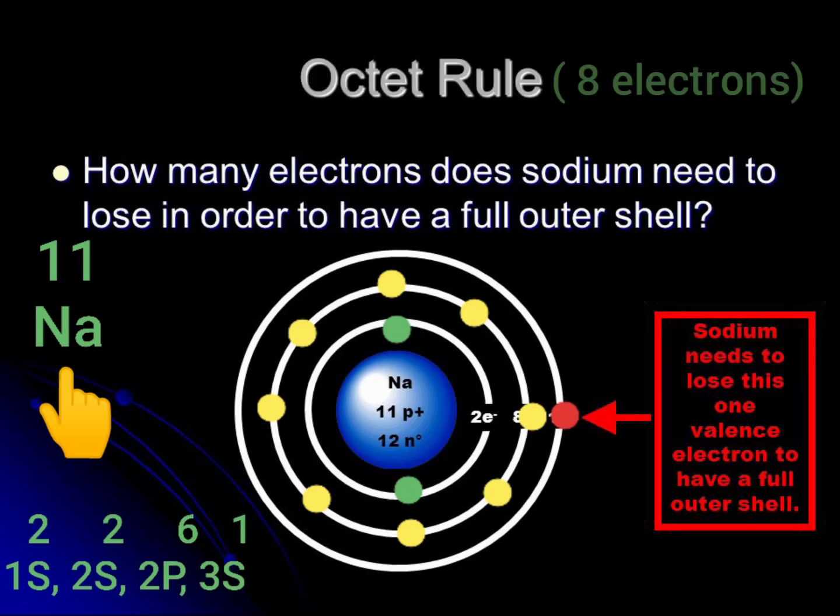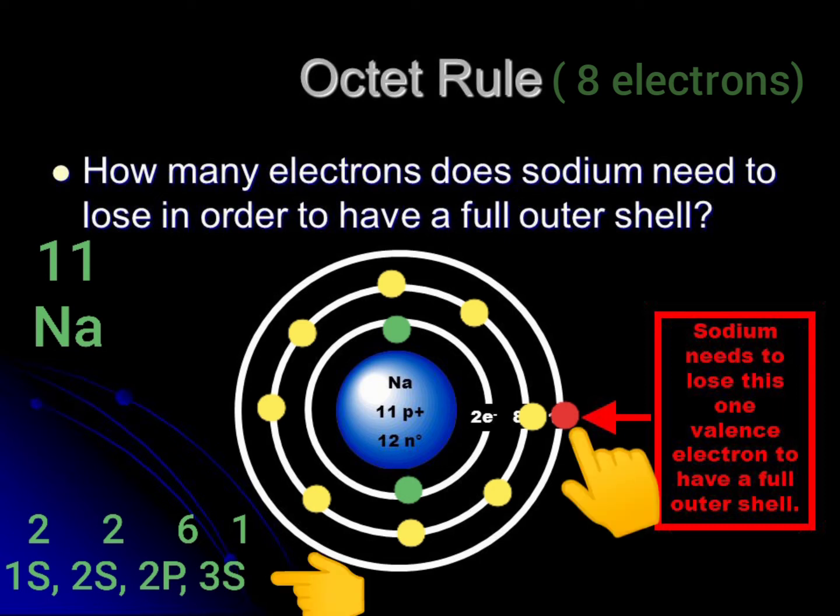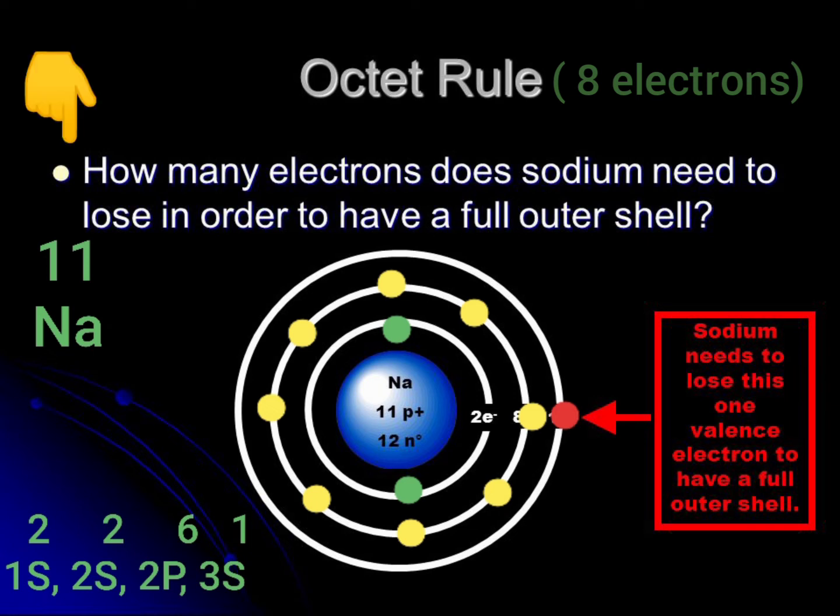Example, here we take sodium. The atomic number of sodium is 11. Its electronic configuration is 1s2, 2s2, 2p6, 3s1. 3s1 is the outer shell of sodium. It has only one electron in its outer shell. The question is, how many electrons does sodium need to lose in order to have a full outer shell? Sodium needs to lose this one valence electron to have a full outer shell.